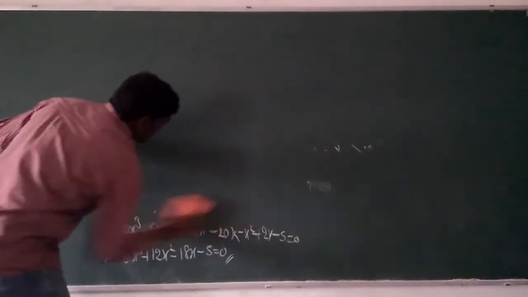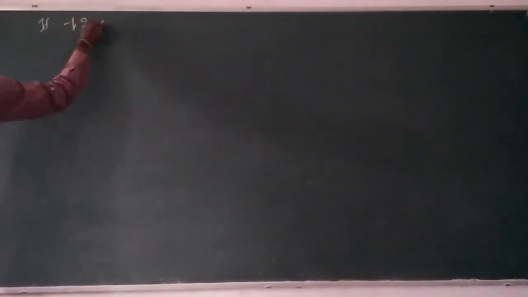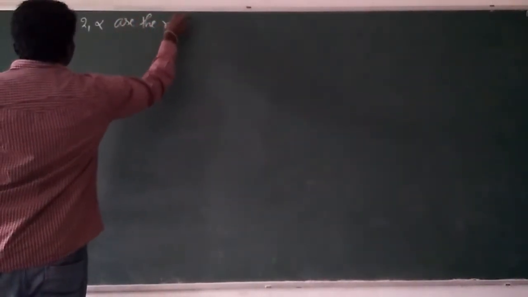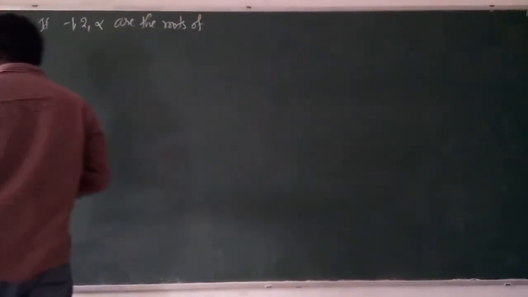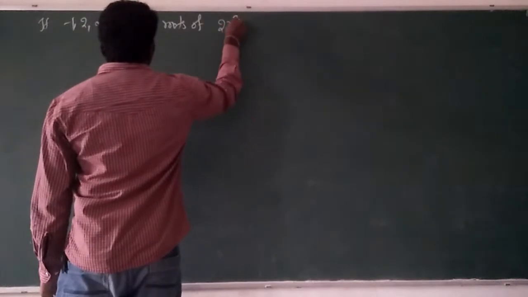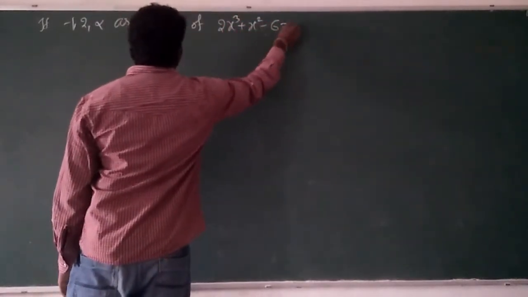So many times repeated, the second question. What is that second question? If minus 1, 2, alpha are the roots of 2x cube plus x square minus 6 equal to 0.